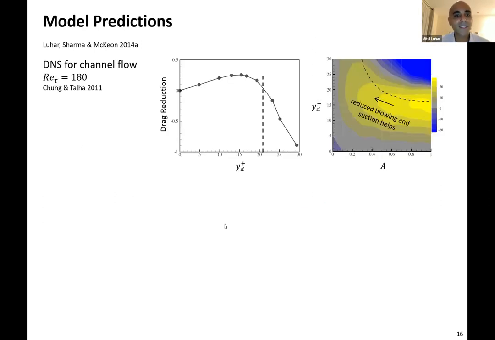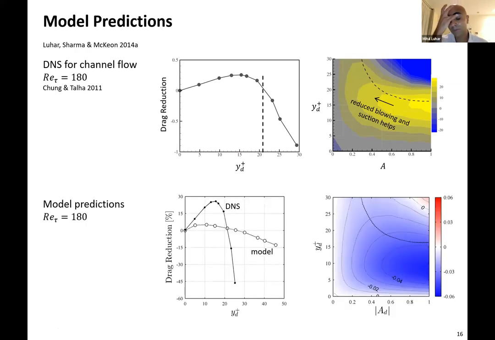So these are the high fidelity data that I showed previously. Let's see what our simple model predicts for the same conditions. So DNS is shown here and model predictions are shown here. And this is now integrated drag reduction. For the model, this is computed based on the change in Reynolds stress. And what we see is that we reproduce the trends reasonably well, although there is a substantial quantitative difference. So we predict a maximum drag reduction of about 6% or so, while in DNS, a maximum drag reduction of about 25% was observed. But the zero crossing is reasonably close, and the optimal sensor location is also reasonably close.